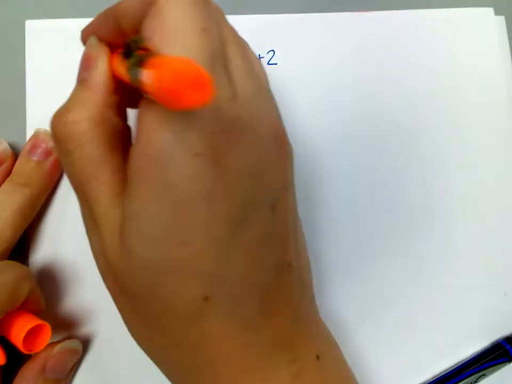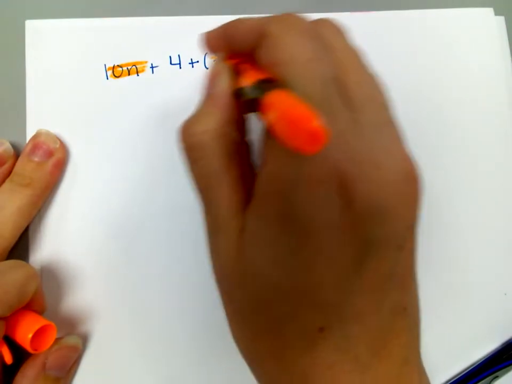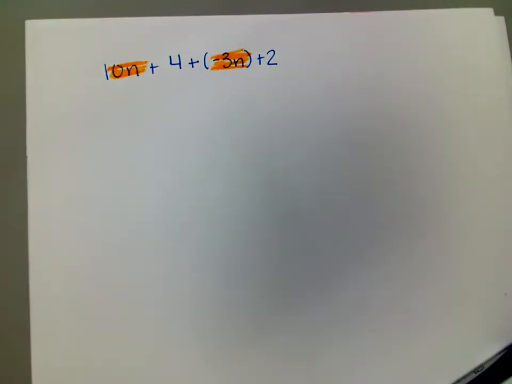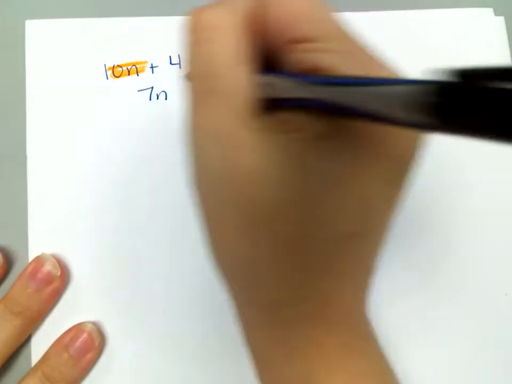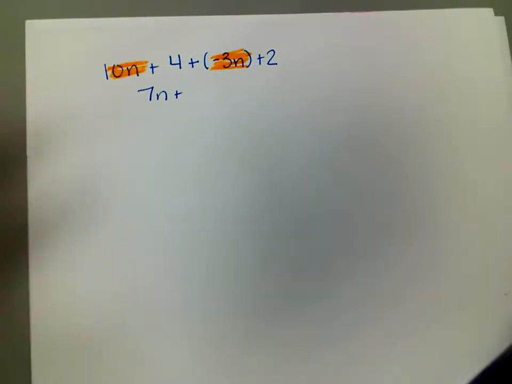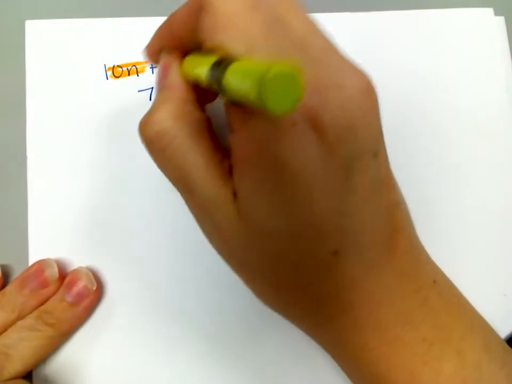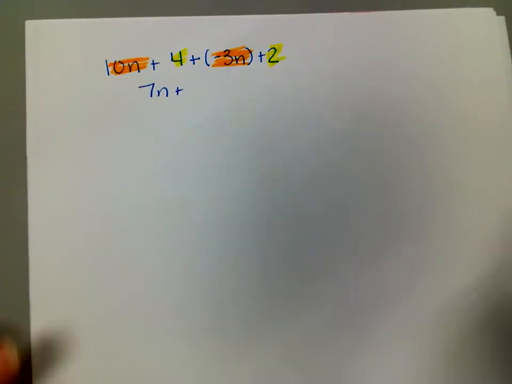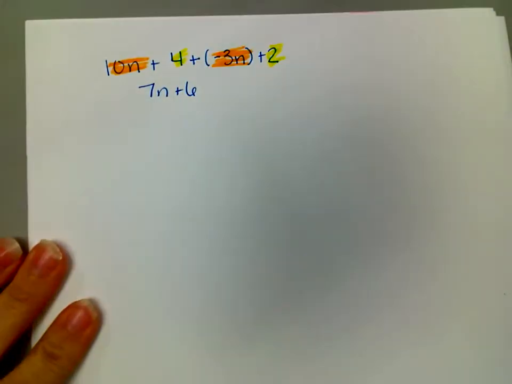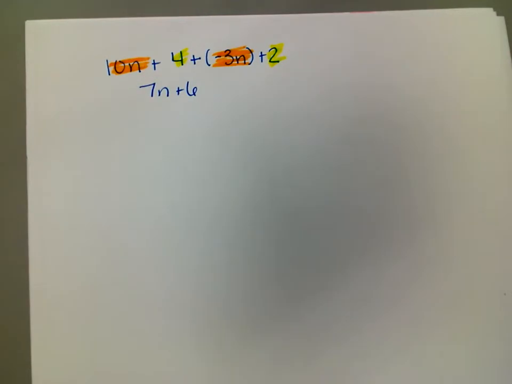Okay, so 10n and negative 3n are both like terms, right? So 10 minus 3 would be 7, so that's going to be 7n. Plus, then if I want to, I can highlight again. I've got this 4 and a 2, and so that's just going to be 6. So 7n plus 6. Okay, so that was pretty easy, right?